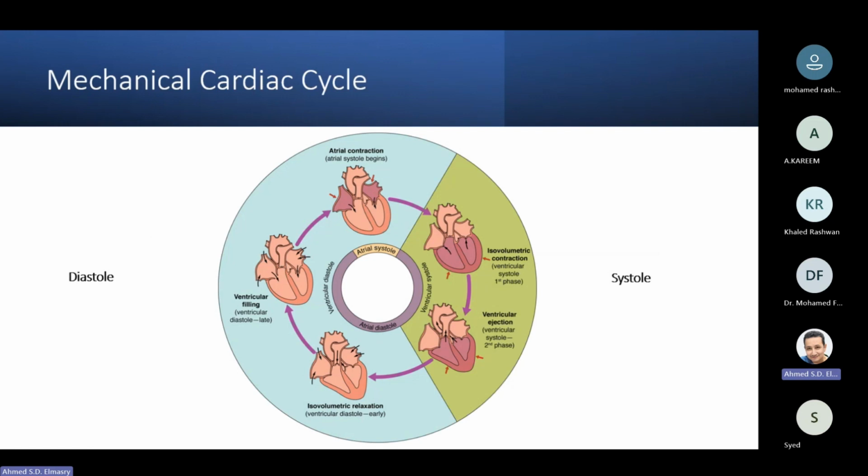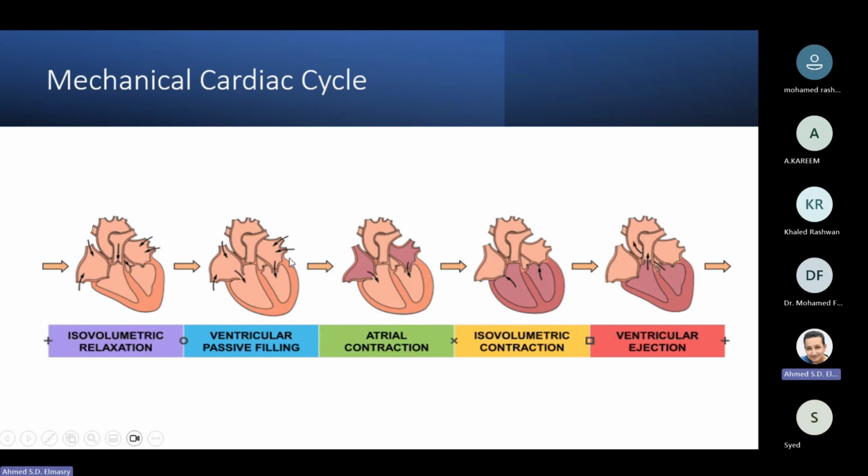Going to the mechanical cardiac cycle, it is divided into systole and diastole. Systole is a shorter duration, and the diastole is more prolonged. The systolic mechanical cardiac cycle is divided into two phases, the isovolumetric contraction phase and the ventricular ejection phase. The diastolic mechanical cardiac cycle is divided into three phases: the isovolumetric relaxation phase, the ventricular filling phase, and later the augmentation by the atrial contraction. And these are the different phases of the mechanical cardiac cycle.